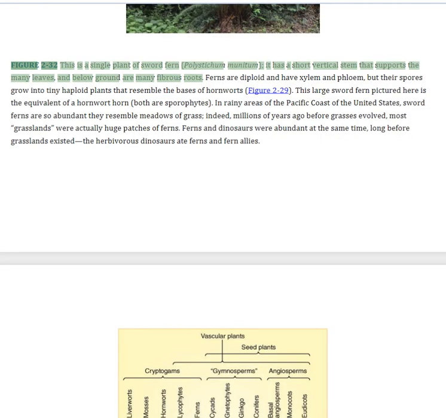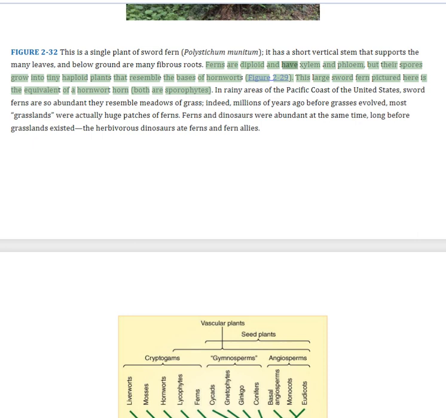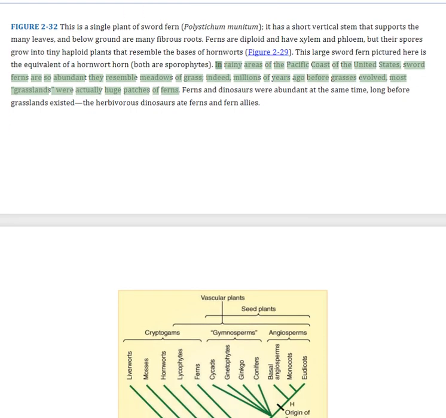Figure 2:32. This is a single plant of sword fern. It has a short vertical stem that supports the many leaves, and below ground are many fibrous roots. Ferns are diploid and have xylem and phloem, but their spores grow into tiny haploid plants that resemble the bases of hornworts. This large sword fern pictured here is the equivalent of a hornwort horn. In rainy areas of the Pacific coast of the United States, sword ferns are so abundant they resemble meadows of grass.